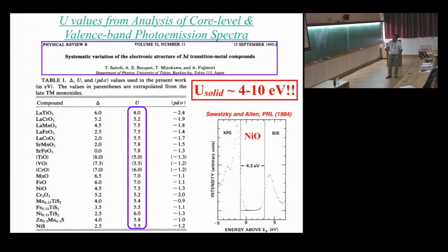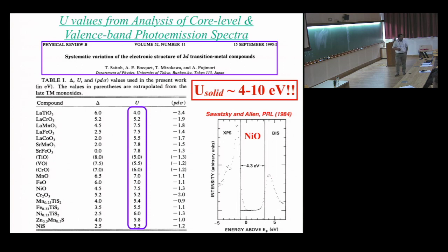Unreasonable because if you go to an experimental calculation of U based on fittings to core level photoemission or a direct measurement between XPS and BIS, you would find this U in the solid, the monopole part, is only 4 to 10 electron volts. So how the hell is this huge reduction taking place?